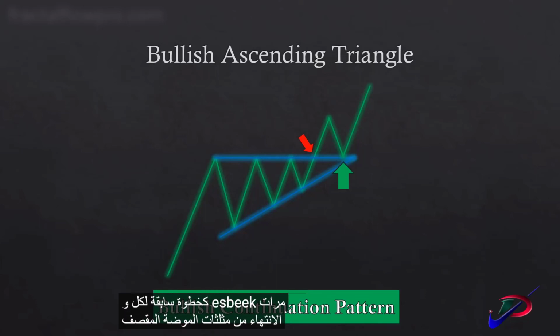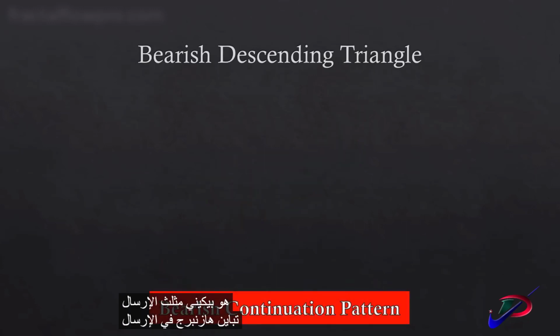The other pattern that finishes the continuation triangles is the descending triangle, which only has a bearish variation.